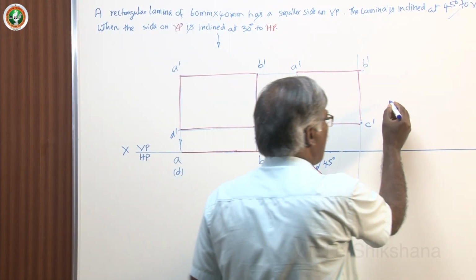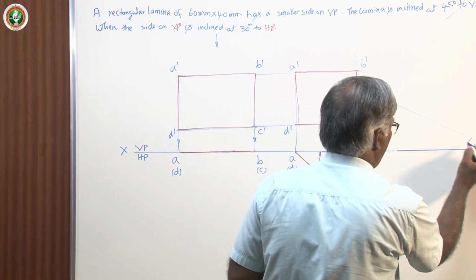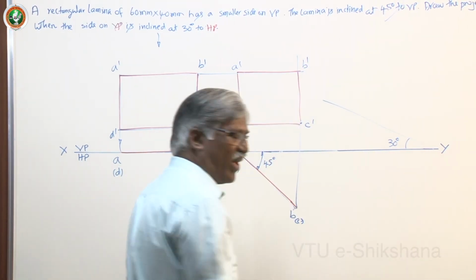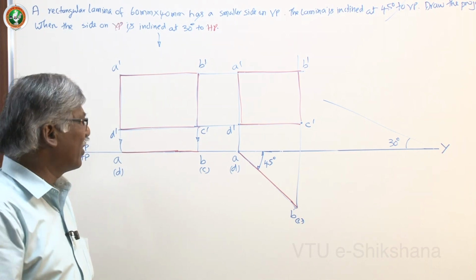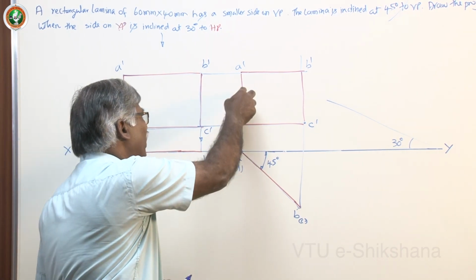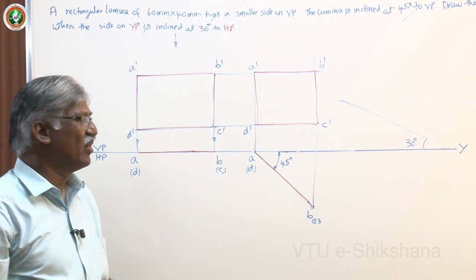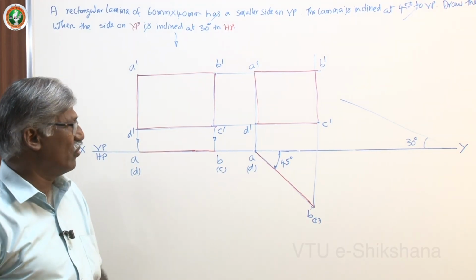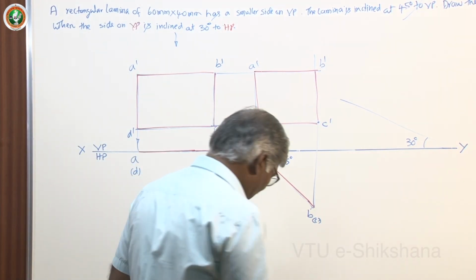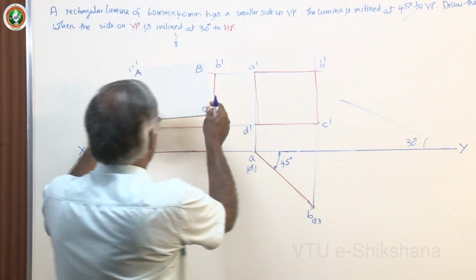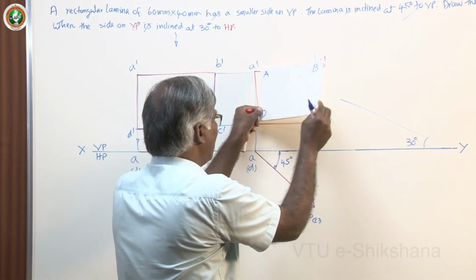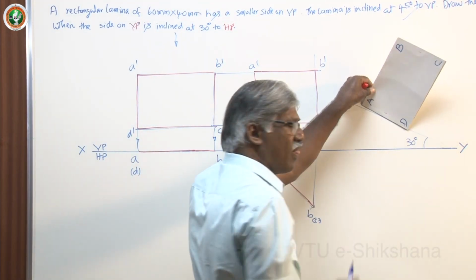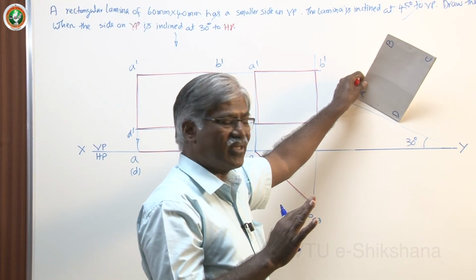So draw a line inclined at 30 degree. In case of manual drawing, you have to draw it. Otherwise, in computer, you can directly take it and give the 30 degree inclination. I will show you in computer software how exactly you can execute it. Now, the problem is first position, second position, third position. That's all. This is the final position.